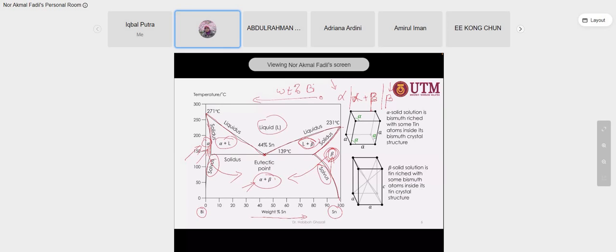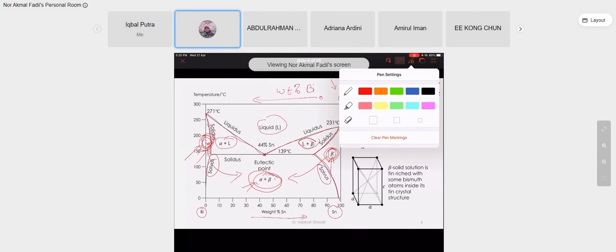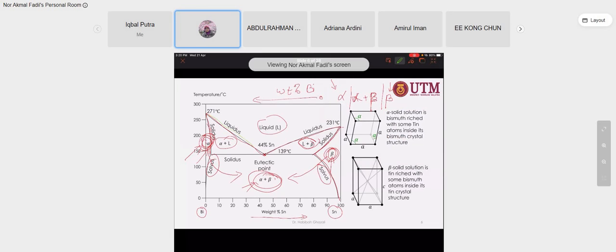So in the phase diagram, when we label the phase diagram like this, if this is alpha, the next region will be alpha plus beta. What about this region? For example, this triangle region. It is alpha from the left and liquid from the right. So the region here will be alpha plus liquid.